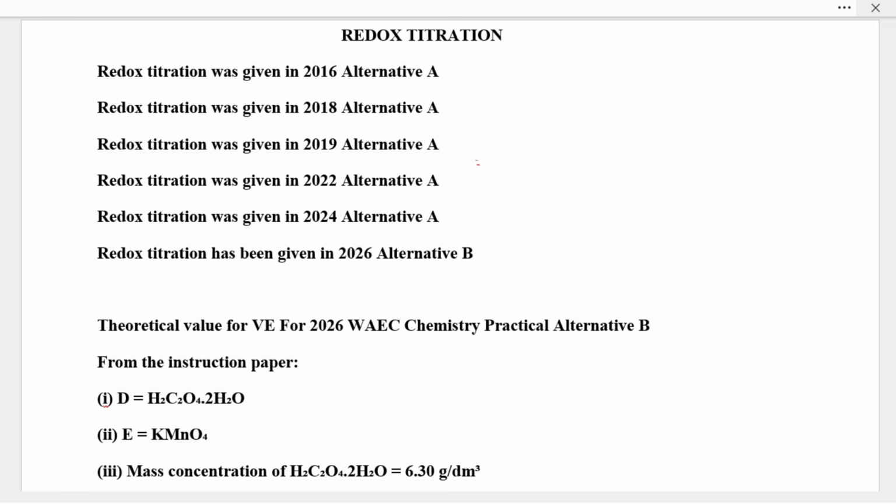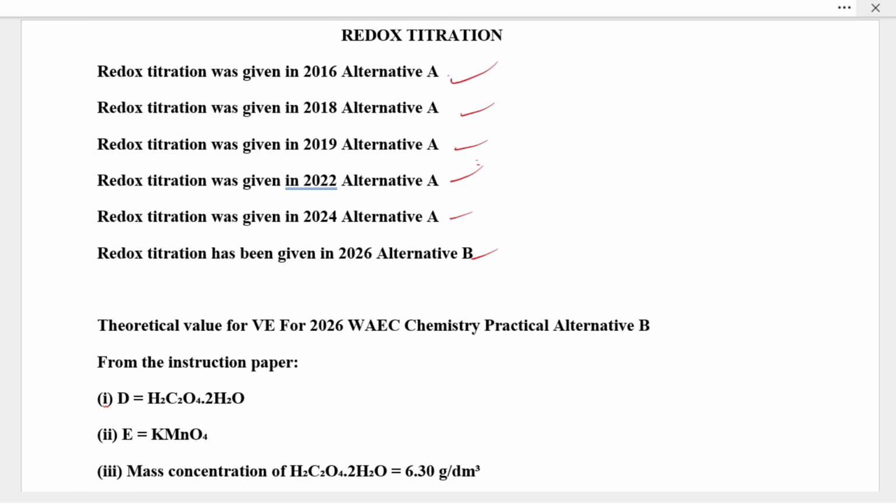Now, historically, we look at what has happened in the past in terms of questions that have been set on this topic. 2016, 18, 2019, 22, 23, and now 26. Six years. Wow. This six years is enough for you to cover your A1 in chemistry. Let's quickly dive into what I have for you today.